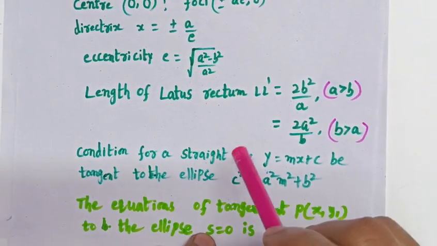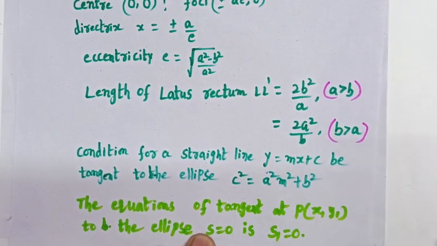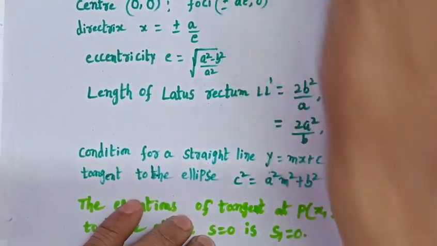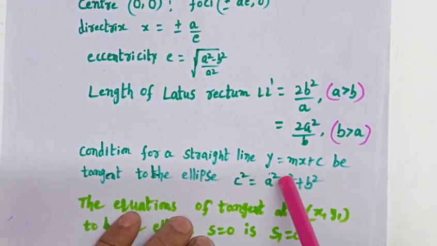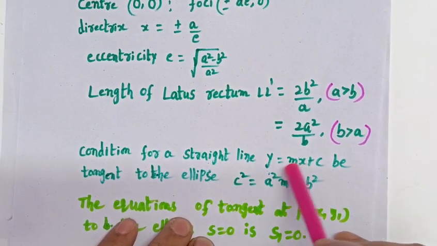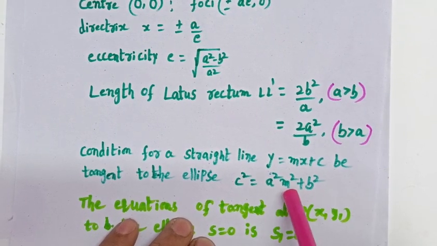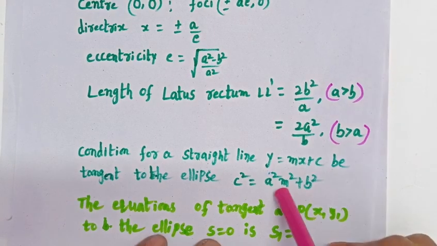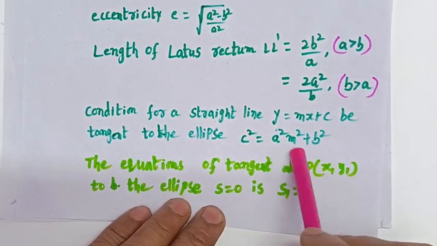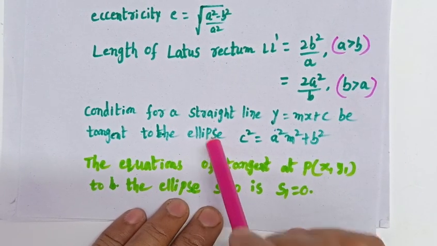Next, the condition for a straight line y equals mx plus c to be tangent to the ellipse. Tangent means a touching line. For the tangent to the ellipse, y equals mx plus c, the formula is c square equals a square m square plus b square. This is the condition for tangency to the ellipse.